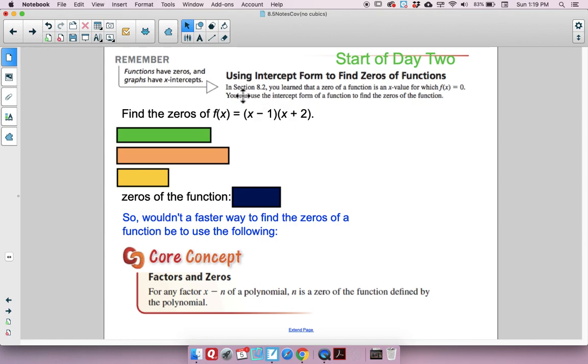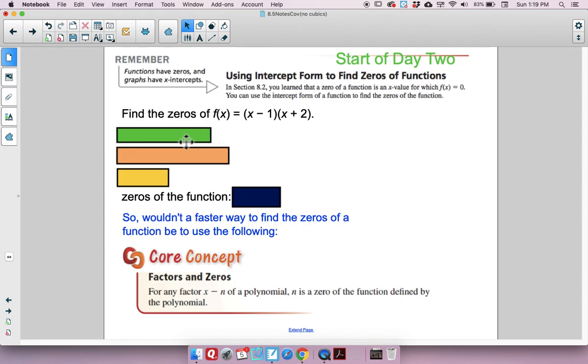And we remember that from section 8.2, where you learned that a zero of a function is an x value for which f of x equals 0. In other words, when y is equal to 0. In other words, your x-intercepts. And you can use the intercept form of a function to find the zeros of the function, right? So if we can get it to (x minus p)(x plus q), we can just look and see what the x-intercepts are. And remember, that's what the zeros are of the function.